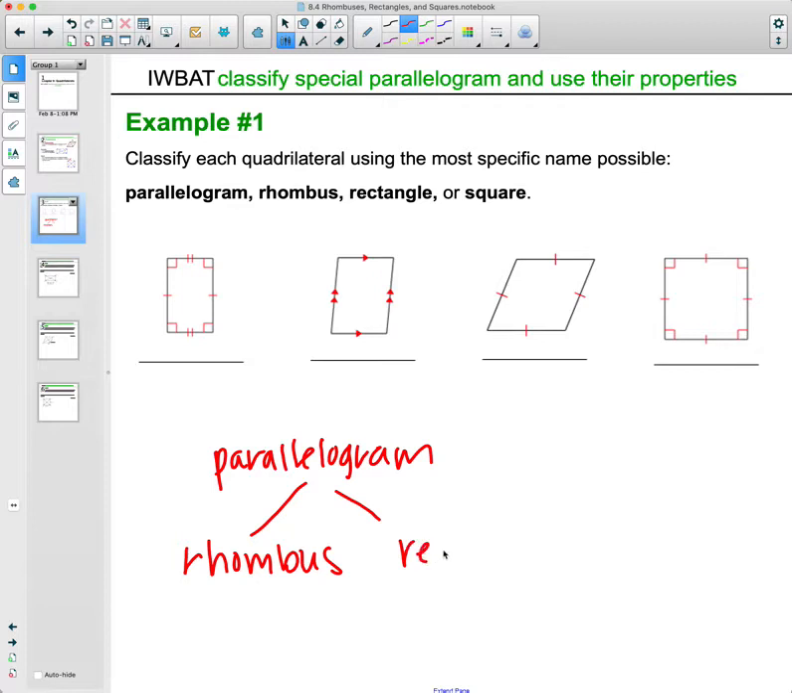It can be a rectangle if it has all congruent angles. And then if it has both equal angles and equal sides, then it's a square. Okay, so it would be least specific to most specific. So in this one here, we see identical angles and different side lengths. So only opposite sides are equal, and all of the angles are. So this one is a rectangle.